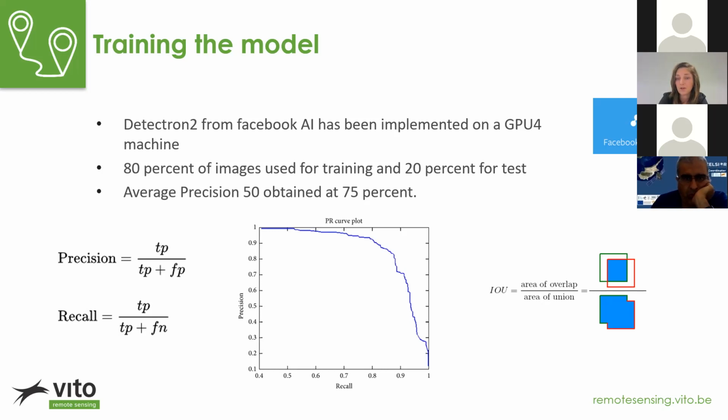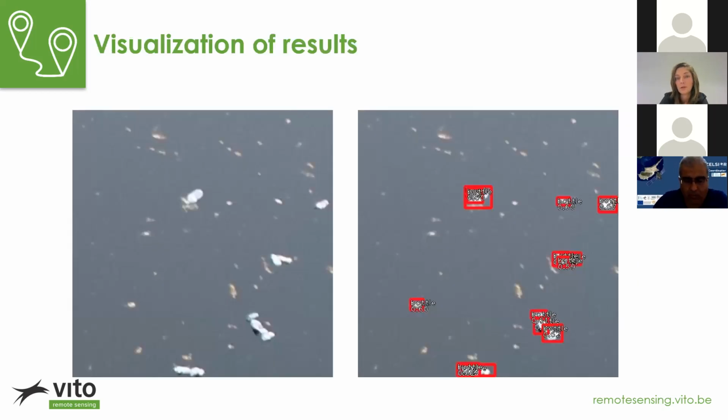This 50 actually refers to the overlap between the bounding box that you draw for annotation and the bounding box that is being retrieved by the model. And 50 refers to the overlap between both. And we retrieved an average precision of 75% for the bottles. And these are some results.